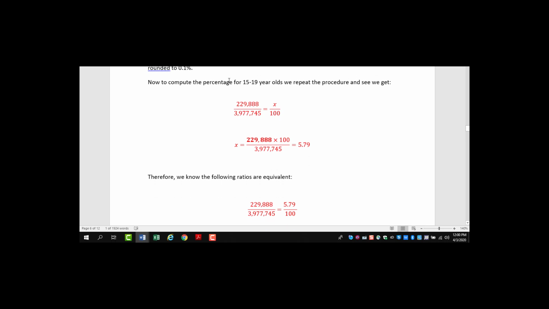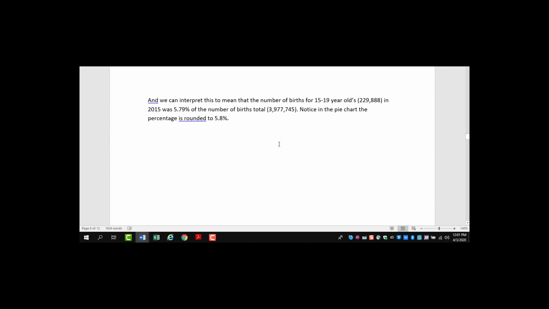Now we're going to compute the percentage of 15 to 19-year-olds. Repeat the same procedure. That's the number of births from 15 to 19-year-olds divided by the total number of births, and we want to scale the bottom number to 100. Cross multiply and divide, and we get 5.79 over 100. And the way we interpret that is for 15 to 19-year-olds, the number of births was 5.79% of the number of total births. The pie chart rounded it to 5.8%.